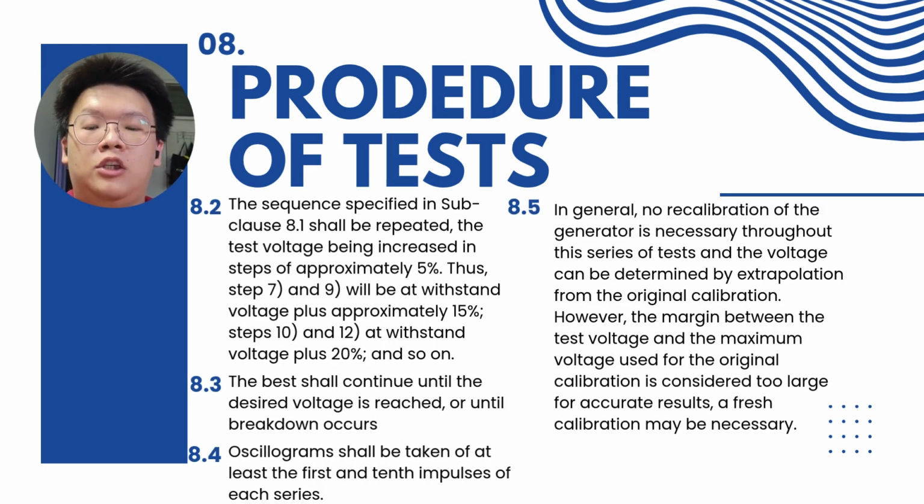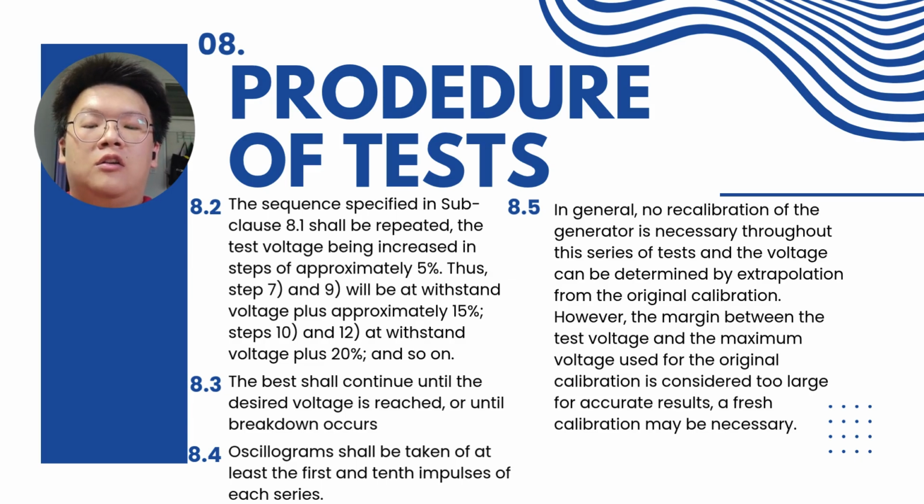And next, section 8.2: the sequence specified in section 8.1 shall be repeated. The test voltage will increase in steps of approximately 5%. So steps 7 and 9 will be at withstand voltage plus approximately 15%, and steps 10 and 12 at withstand voltage plus 20%, and so on. And 8.3, the test shall continue until the desired voltage is reached or until breakdown occurs.